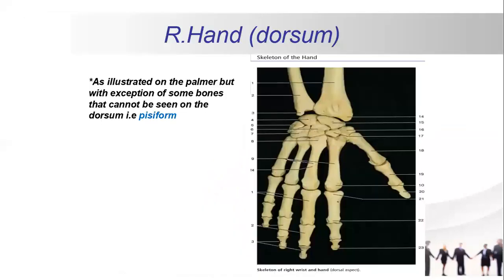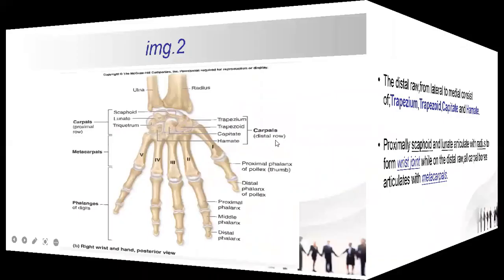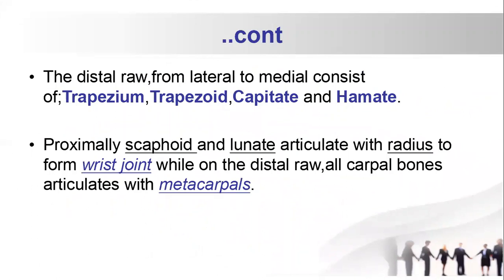On the dorsum aspect, we have the same bones, but the pisiform cannot be identified from the dorsum, just because of the anatomy of the hand. This is just a repetition of the bones of the hand, but on the dorsum aspect. Scaphoid, lunate, and triquetrum. Pisiform is just found on the anterior aspect, and the rest are just as we had mentioned earlier. The distal row from lateral to medial consists of trapezium, as we have seen, trapezoid, capitate, and hamate. This now marks the distal row.